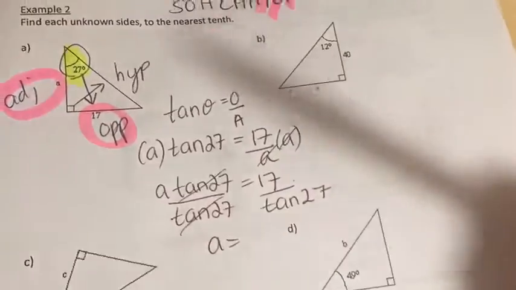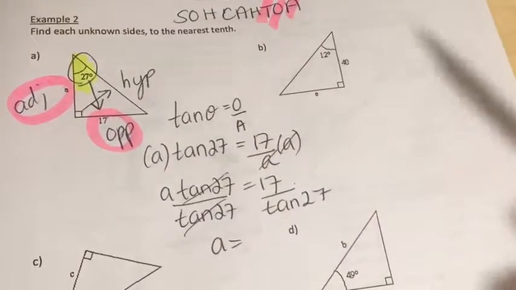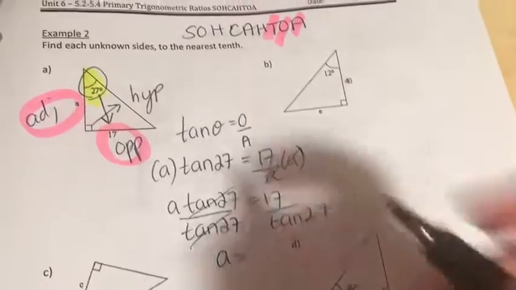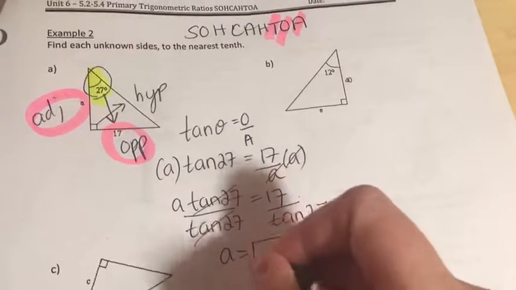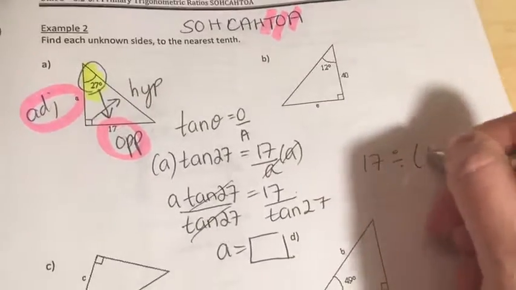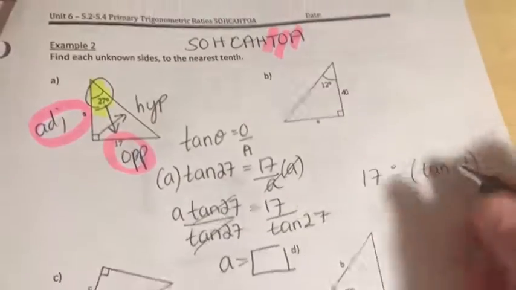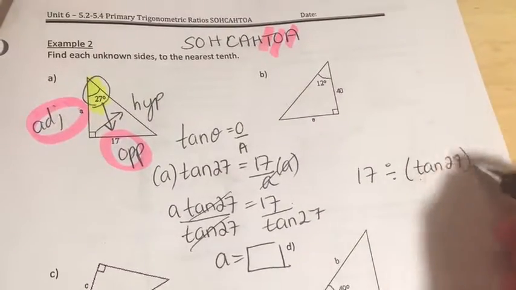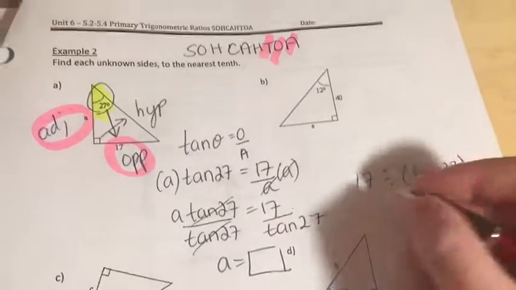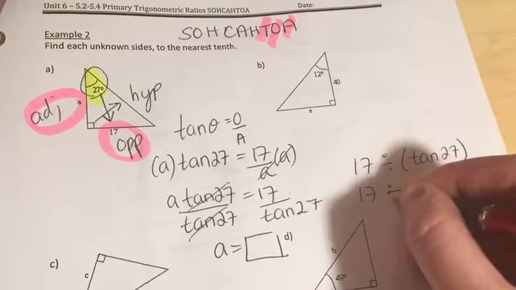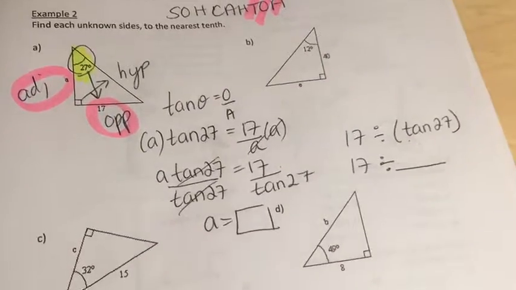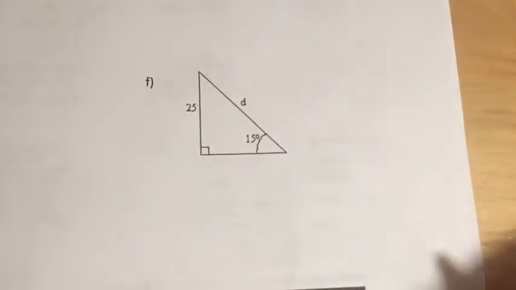The only calculator I have here at home is on my phone, so I'm not actually able to calculate this right now while I'm taking the video. So you would be doing 17 in your calculator divided by tan 27. Make sure that in your calculator you can put tan 27 in brackets, or you're going to have to do tan 27 first to find out the actual number and then do 17 divided by it to get the correct answer.